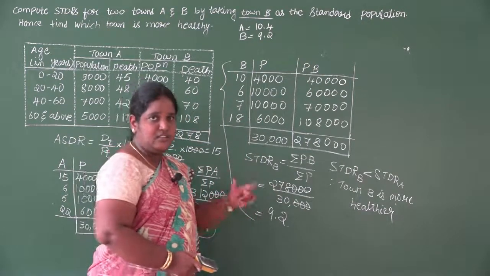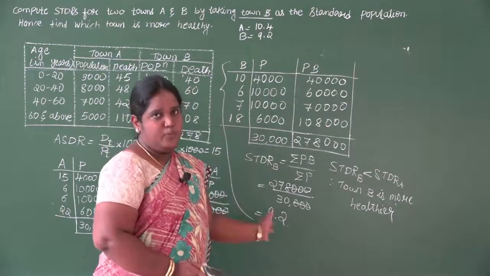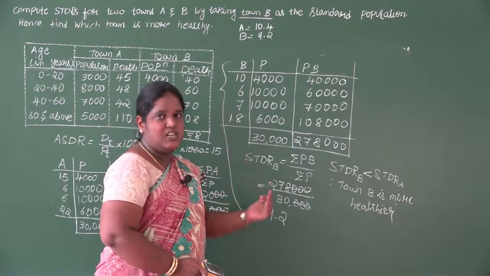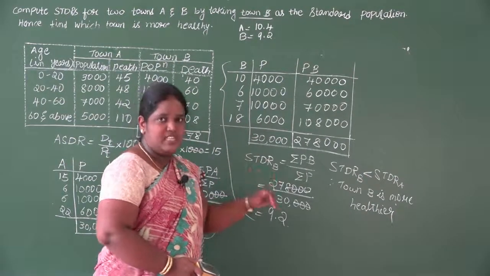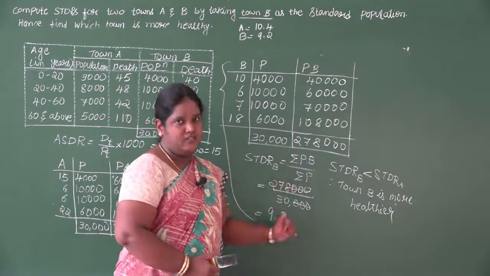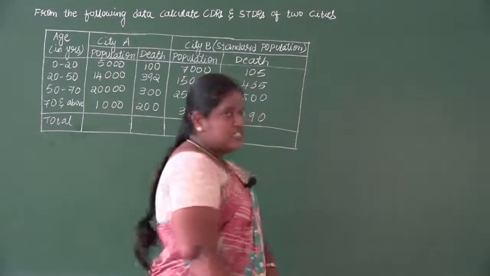So they'll cut the marks. They'll cut 2 marks for that. So mention that line and then do the problem. Otherwise, do it similar to the previous methods. In the previous classes, how we have done it: finding out ASDR, then multiplying with the standard population total and then dividing it. Okay, this is the next problem about the standardized death rate.